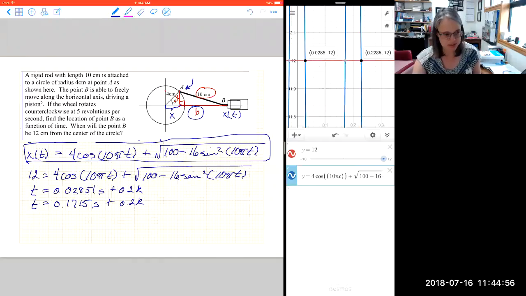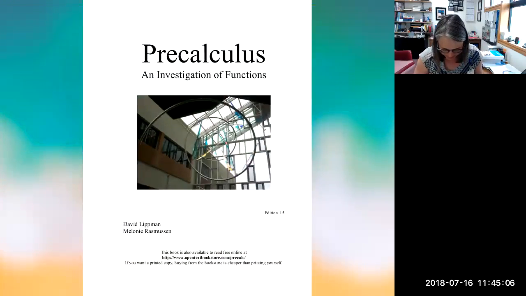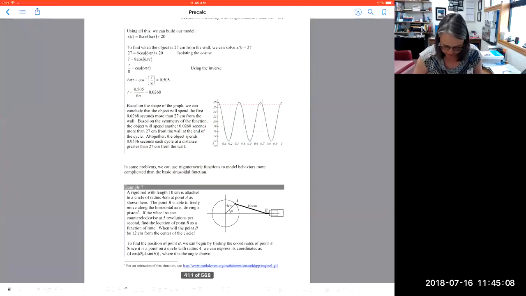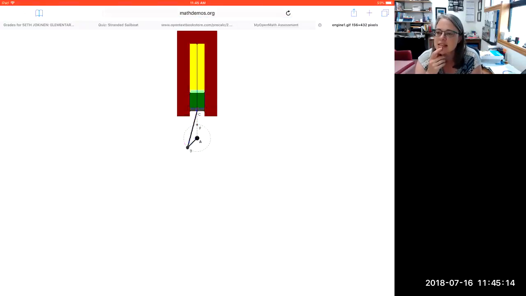And real quick, I just want to share with you an animation of what's going on here. Now, we're looking at a horizontal setup. This animation is a vertical one. And this link is in your textbook, so you can take a look at this for yourself. But this is the situation that we are talking about. Just turn it sideways, 90 degrees.